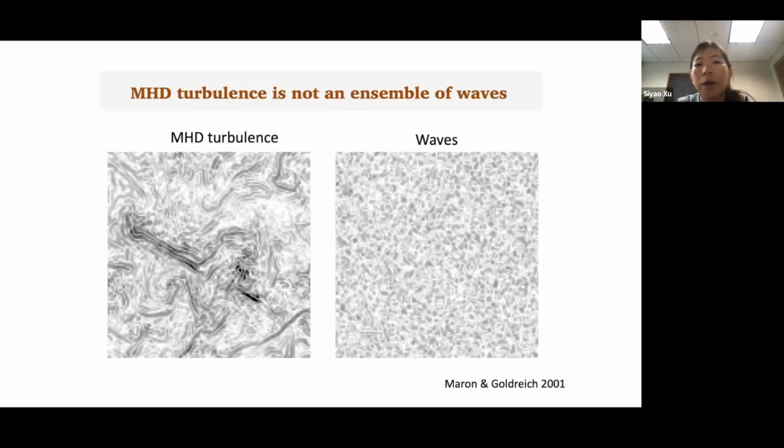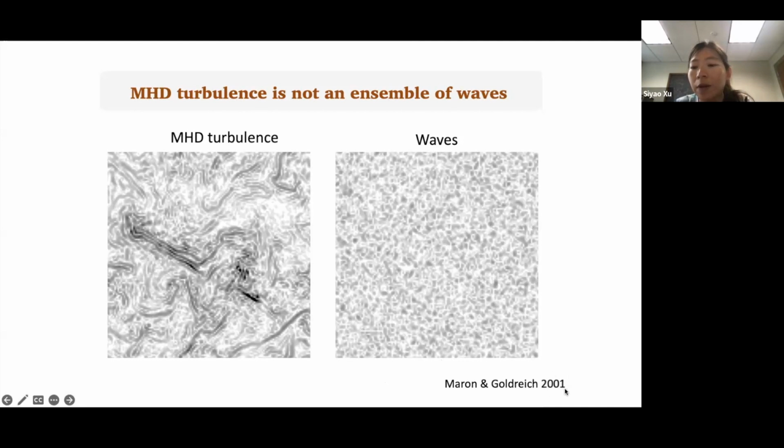In the presence of a magnetic field, we have magnetohydrodynamic turbulence. But in the history of cosmic ray study, for many decades, MHD turbulence was modeled by an ensemble of linear MHD waves. But now we know that MHD turbulence is very different from linear MHD waves. For example, here is an example showing how different these two can be.